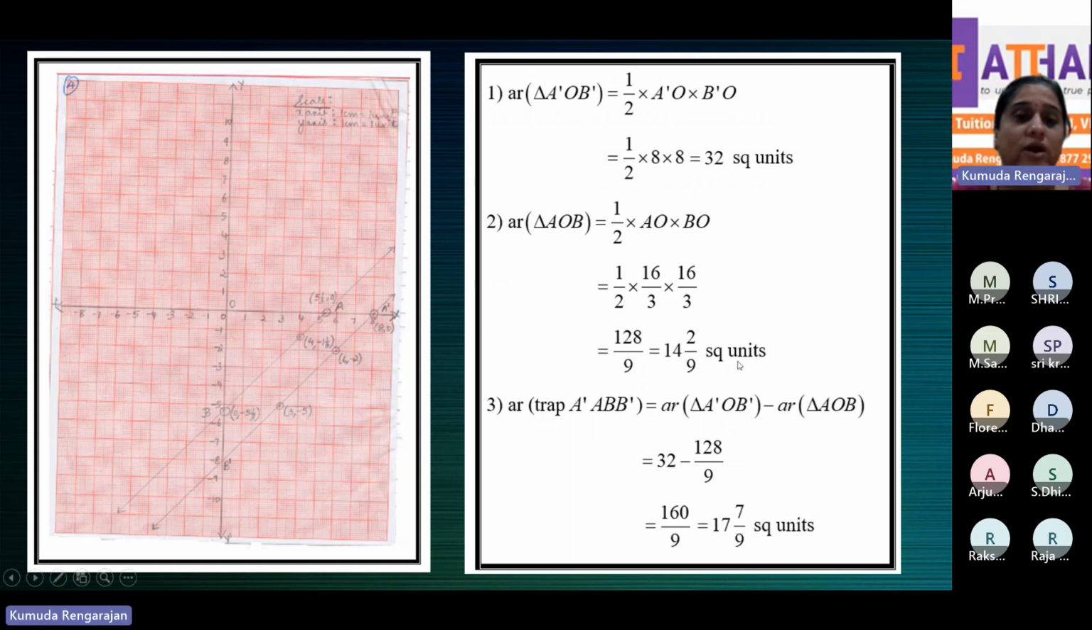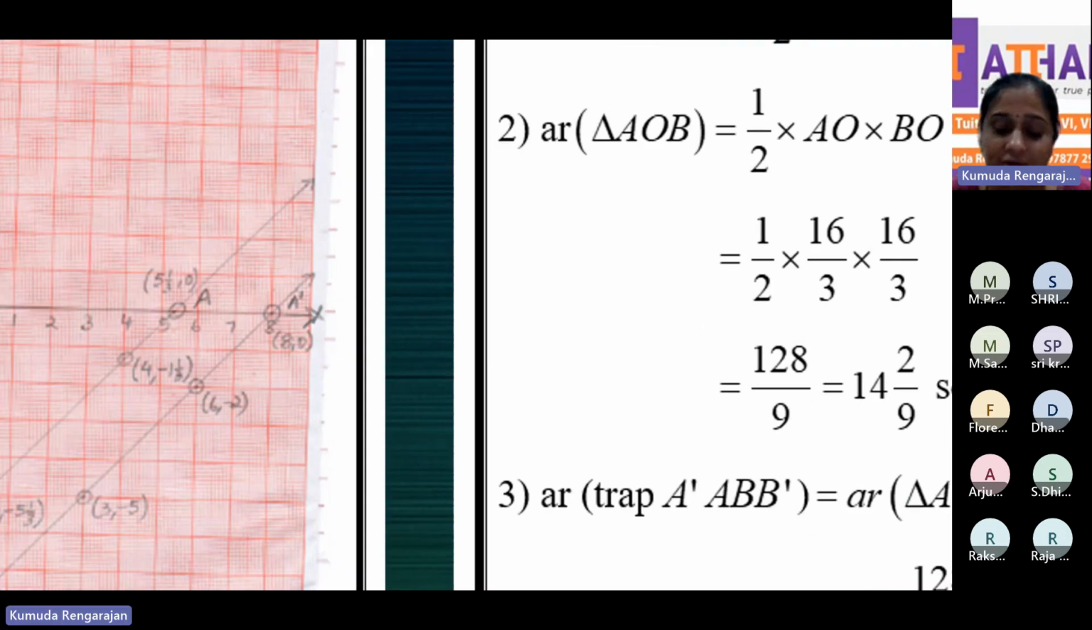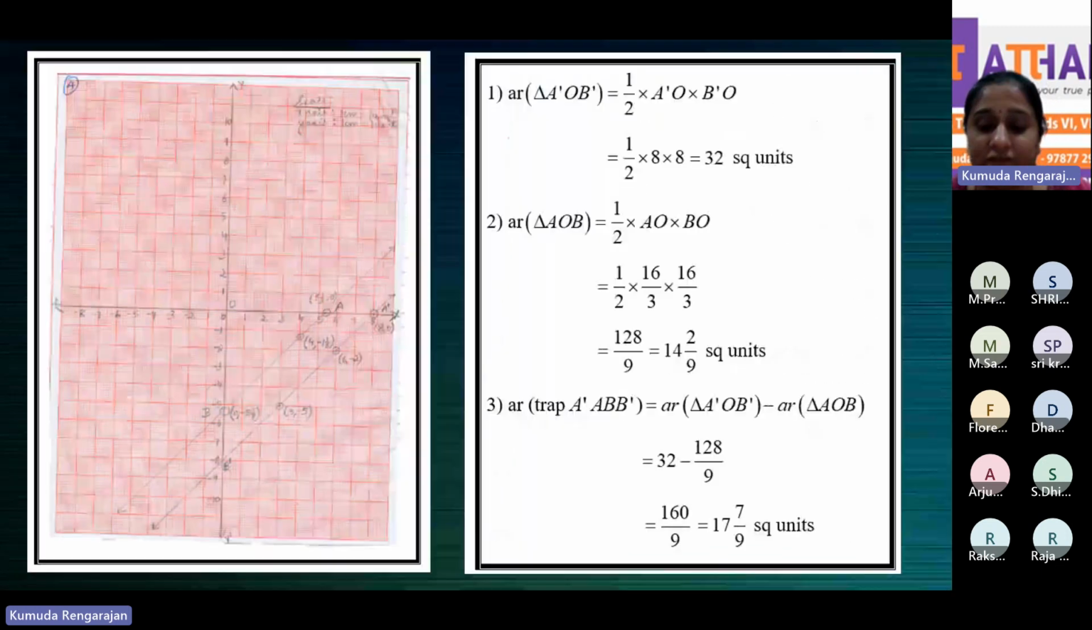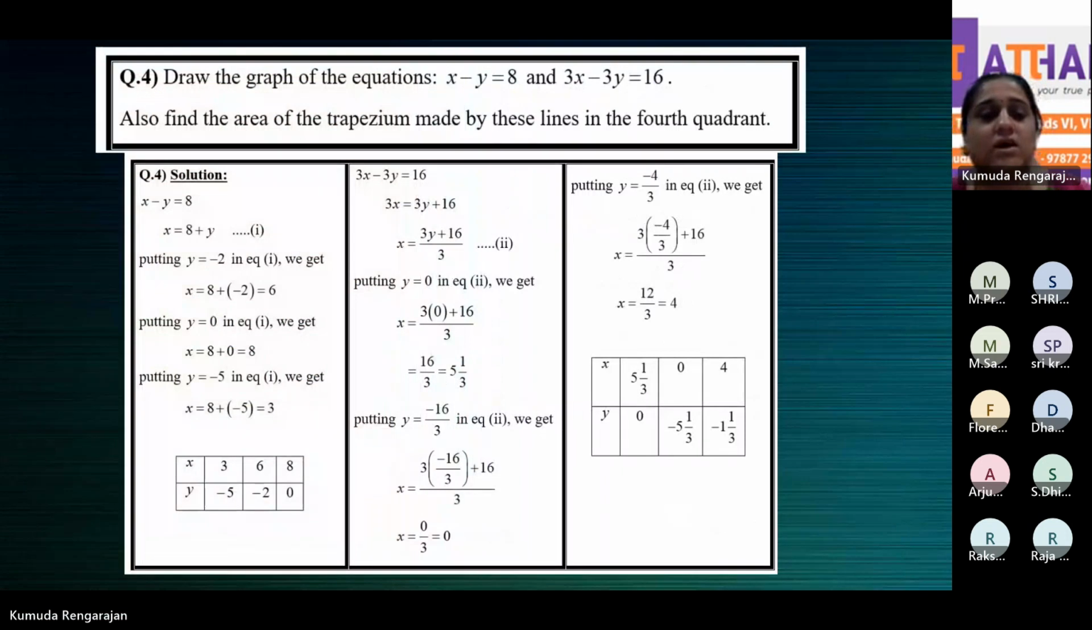So here it's important to understand how to find the area of the trapezium, children. See here, I'll just zoom in. After plotting the points, you get two parallel lines like this. Now the question is, one minute, I didn't read that for you. You need to find the area of the trapezium made by these lines in the fourth quadrant.